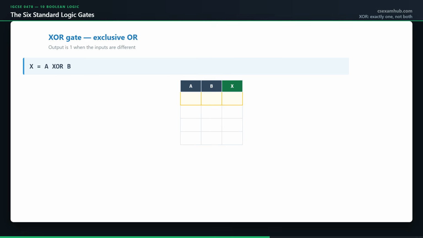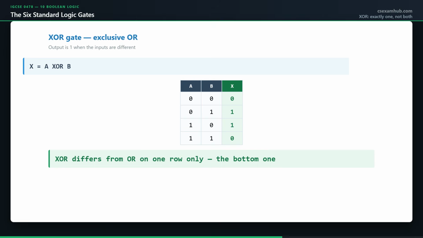Building it, 0 and 0 are the same as each other, so the output is 0. 0 and 1 are different, so the output is 1. 1 and 0 are different, output 1. And 1 and 1 are the same, so the output is 0.